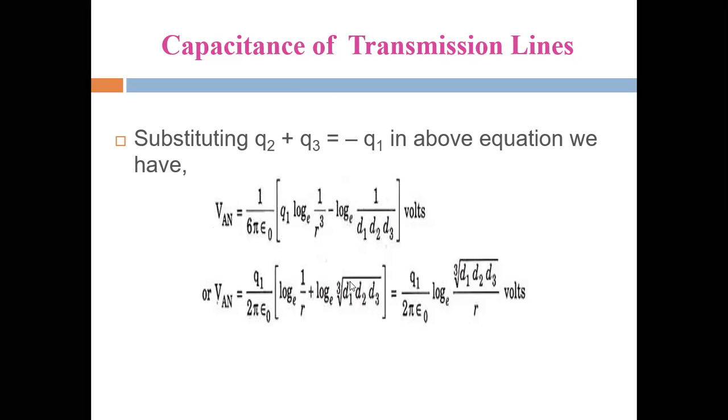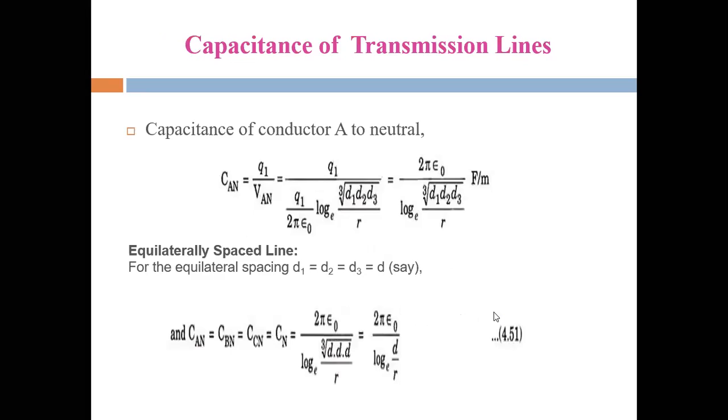That will be written as the cube root of D1 D2 D3. Then that is equal to Q1 by 2 pi epsilon naught log e cube root of D1 D2 D3 by r. Therefore VAN is equal to Q1 by 2 pi epsilon naught log e cube root of D1 D2 D3 by r volts.